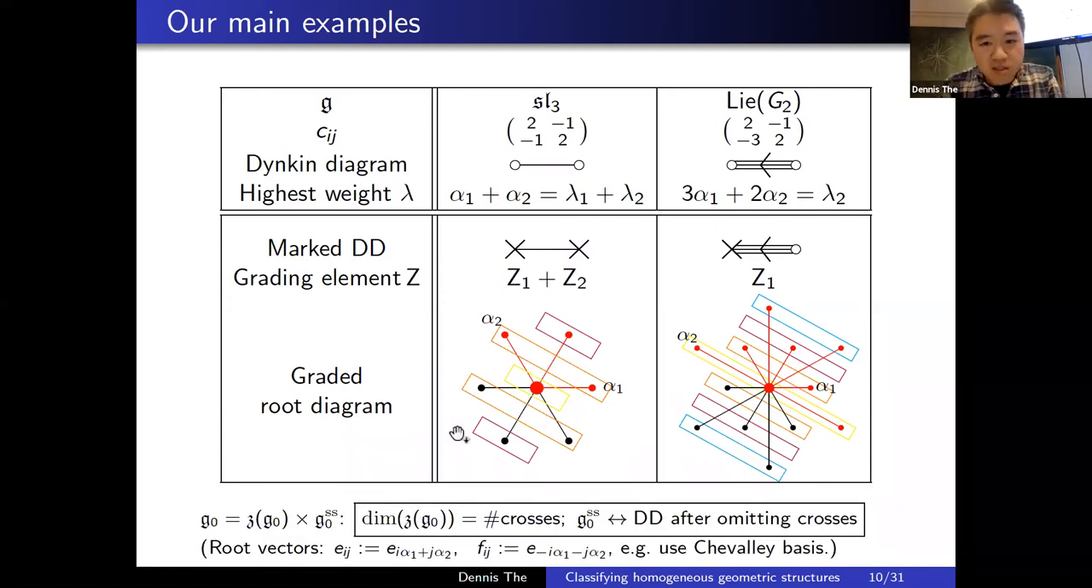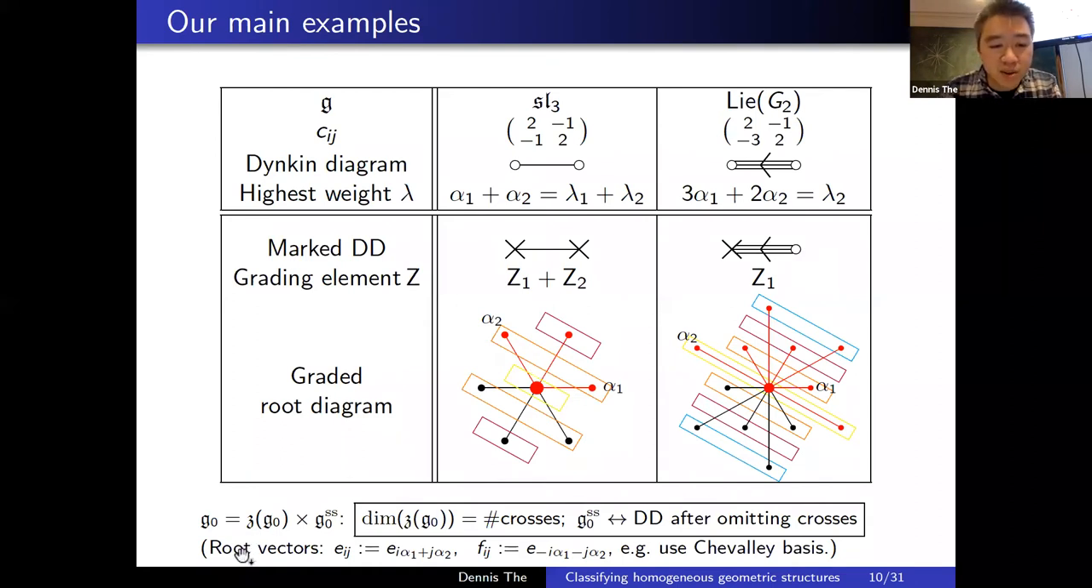Other things you could say: the G0 level is important. The Cartan subalgebra is two-dimensional, and then I have these extra two dimensions over here. This is a copy of SL2 cross C, so GL2, and you can extract that from this marked Dynkin diagram as follows. The dimension of the center is the number of crosses, and for the semisimple part, you just omit the cross and you're left with a dot, and that's the Dynkin diagram for SL2.